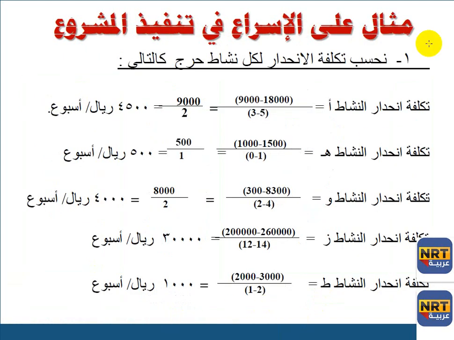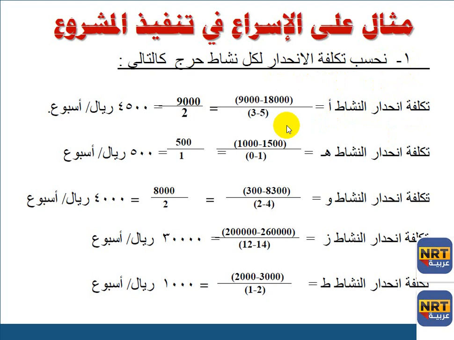As you can see right in front of you, an example for crashing a task. First of all, we calculate the cost for each critical path activity as follows.